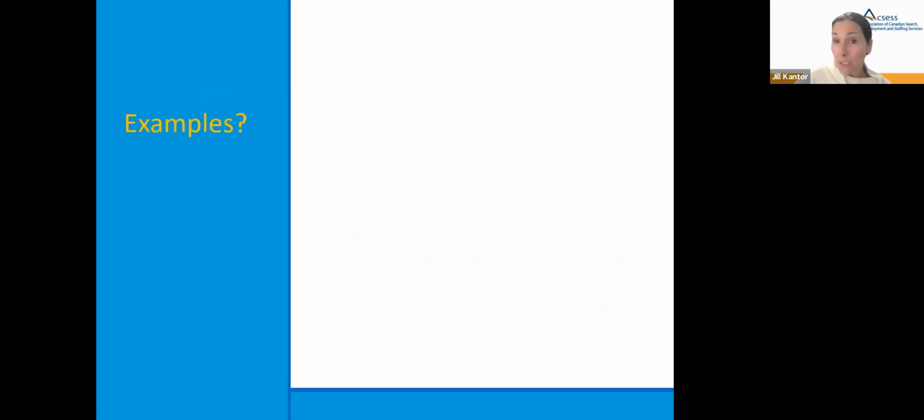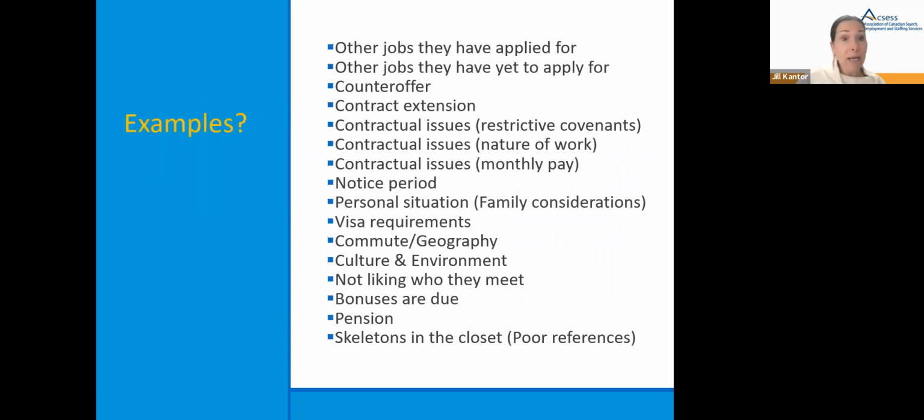What are some of the roadblocks we're dealing with? Other jobs that they've applied for, other jobs they've yet to apply for. Even though they say, I'm not going to apply for another job, even though I've taken this job, that's not always the case. Counter offers, contract extensions, contractual issues, notice periods, personal family considerations, visa requirements, the commute, the geography, the culture, the environment, not liking who they meet, bonuses that are due, pension, skeletons in the closet.